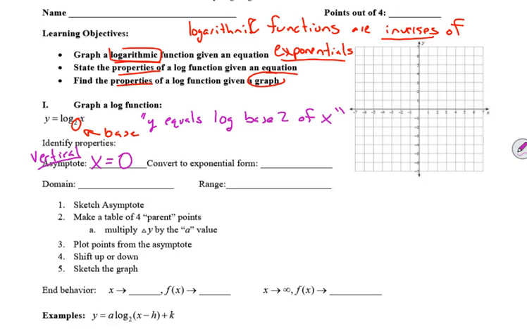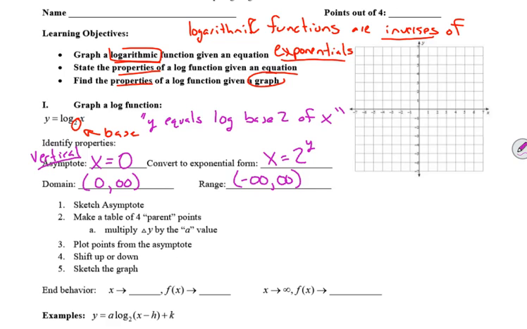Okay, so converting to exponential form. Y equals log base 2 of x will be switched to x equals 2 to the y. Log functions, again, the domain and range switch when we're talking about inverses. So the domain will be restricted from 0 to infinity, and the range will be negative infinity to infinity, which again, you should recognize as an inverse of an exponential function.